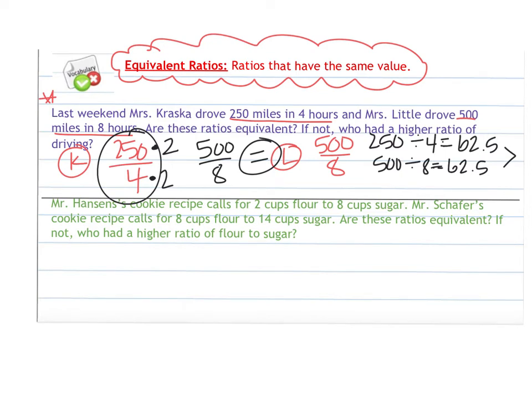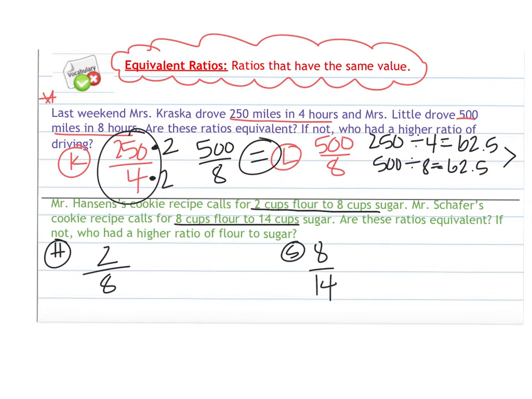Mr. Hansen's cookie recipe calls for 2 cups flour to 8 cups sugar. Mr. Schaefer's cookie recipe calls for 8 cups flour to 14 cups sugar. So Mr. Hansen's ratio for his cookies is 2 cups flour to 8 cups sugar. And then we'll do a little H here. And then Mr. Schaefer's ratio would be 8 cups flour to 14 cups sugar. So 8 cannot go into 14, and 14 cannot go into 8.